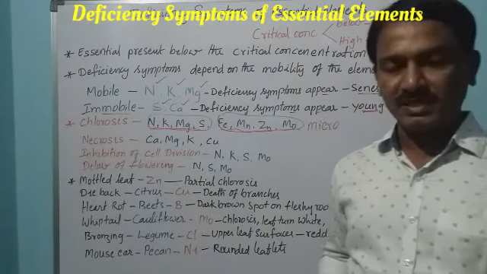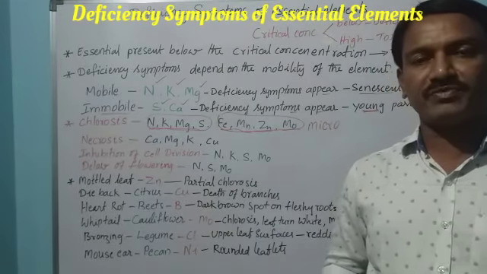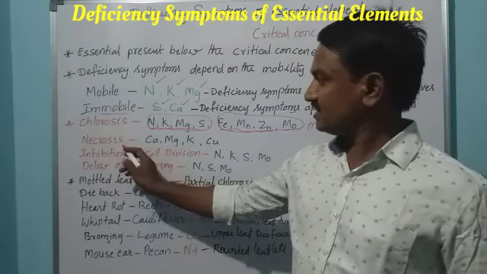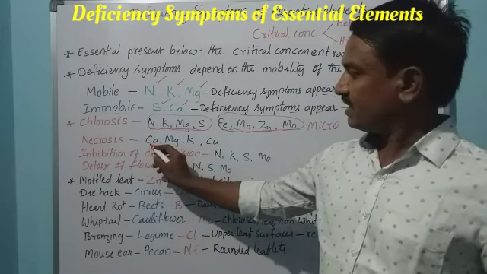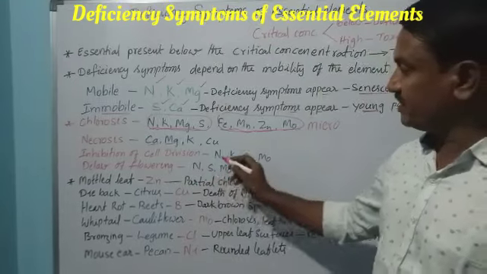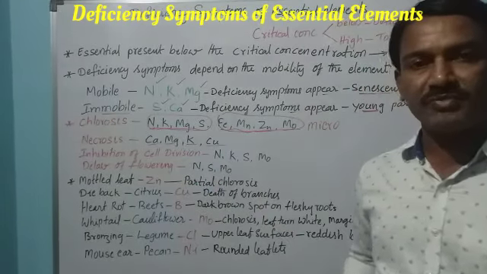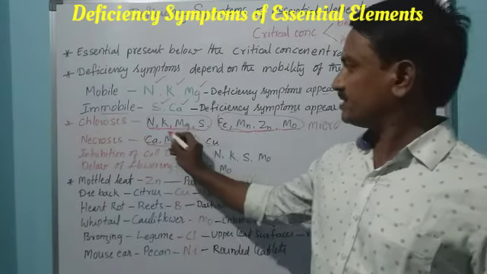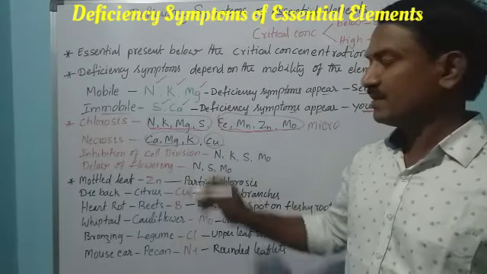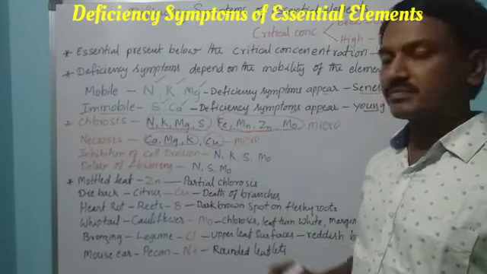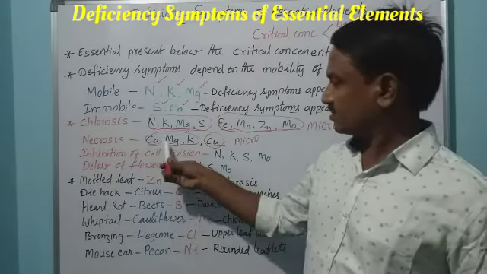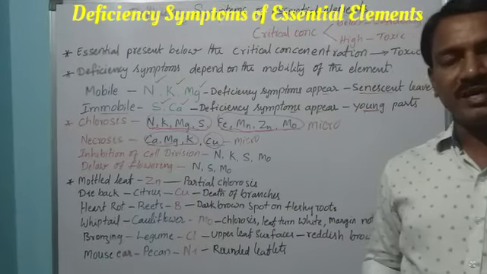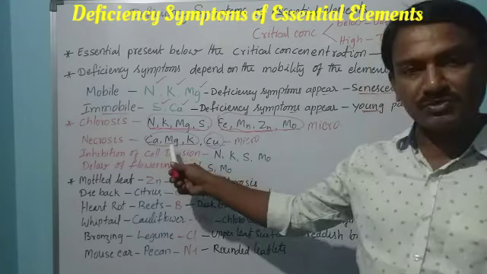Next, necrosis. Necrosis means death of tissues, especially in leaves. Necrosis is caused by deficiency of calcium, magnesium, potassium, and copper. Among these, calcium, magnesium, and potassium are macro elements and copper is a micro element. Remember these points, because they are very important for NEET and other competitive exams.